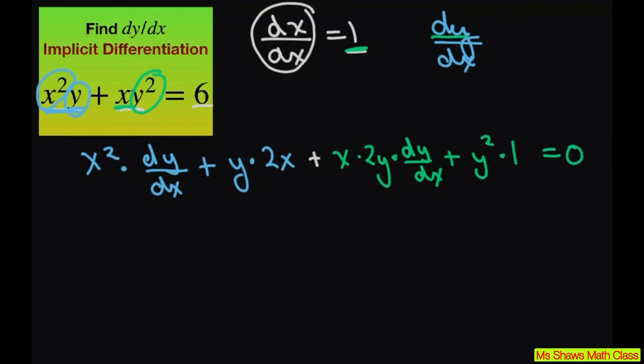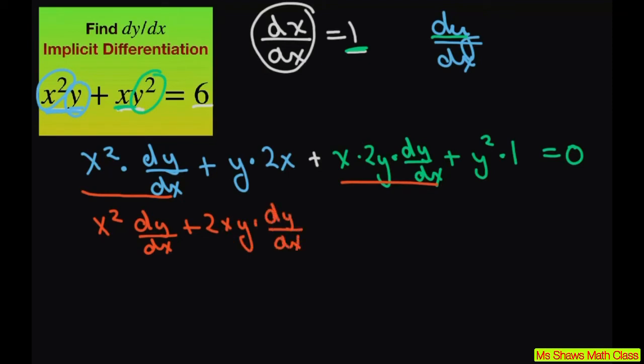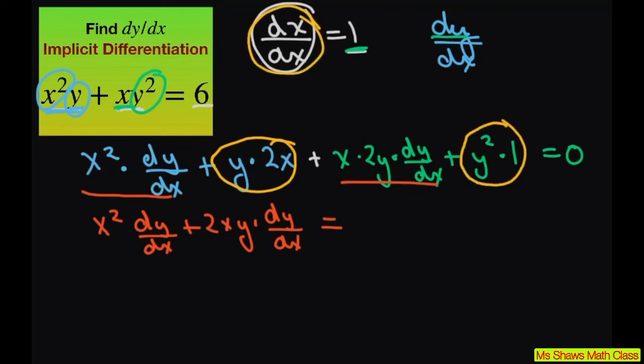All right, now let's simplify this a little bit. I'm going to group my dy/dx terms together. So this is going to be x squared dy divided by dx plus 2xy times dy/dx. I'm also going to subtract these terms without the dy/dx to the other side. So this is going to be negative 2xy, and this is going to be minus y squared.